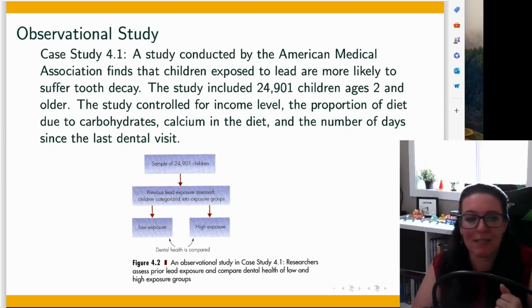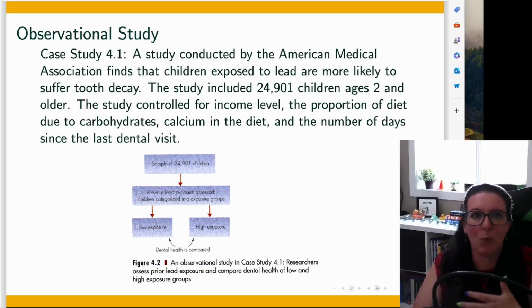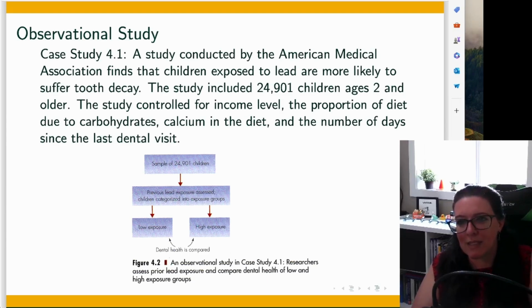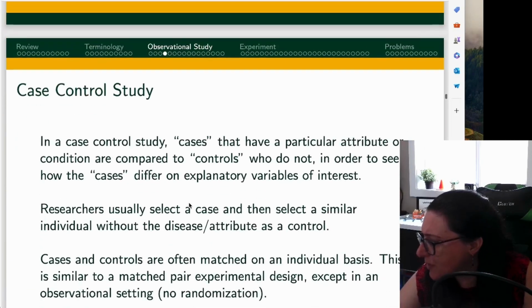So in this particular example, first question, what's the explanatory variable? So we're thinking the explanatory variable is the lead. The response is going to be tooth decay, right? The number of teeth that have issues. And then the confounding variables would be things like income, proportion of diet. We would attempt to control for as much as possible. All right, so we said this was a case control study.